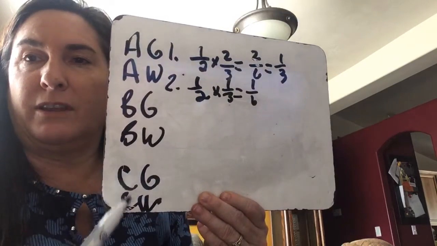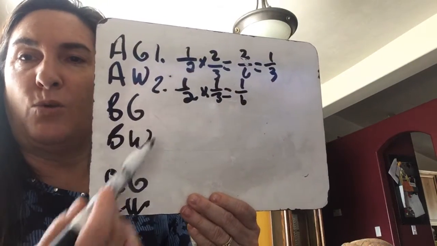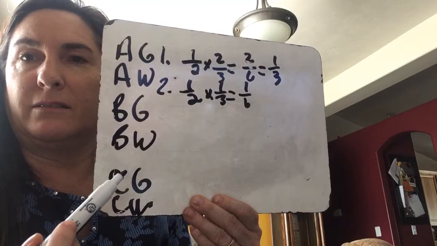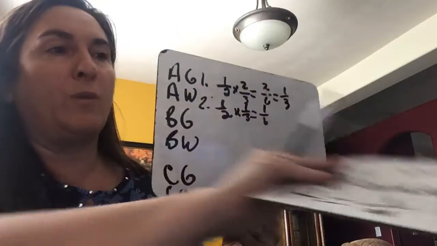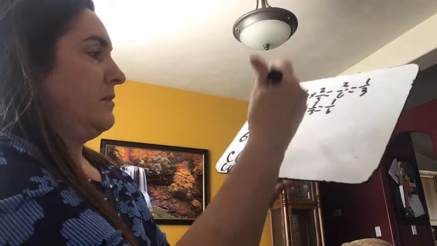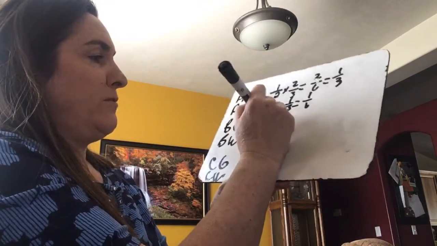Okay, let's do these. What are my B's and C's? What fractions are my B's and C's? Do you remember? Looking in the book and looking at this, they're 1/4. So 3 is 1/4.